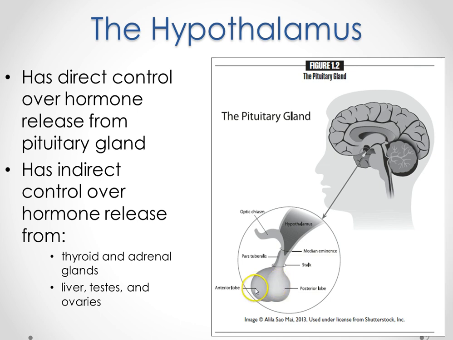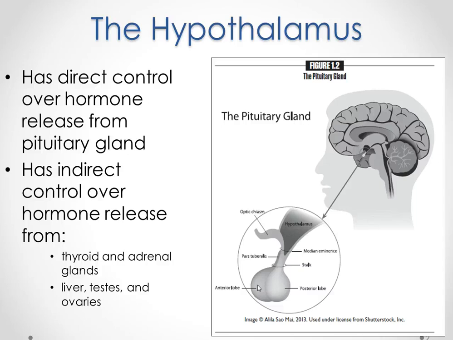The anterior lobe of the pituitary is not directly connected like the posterior is, but the hypothalamus is still going to produce regulatory hormones that are going to regulate what that anterior pituitary gland is doing. The hormones that the hypothalamus secretes are going to tell the anterior pituitary gland how many hormones it should produce and how much of those hormones it should secrete into the body.